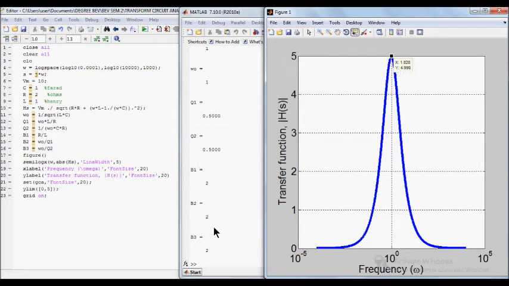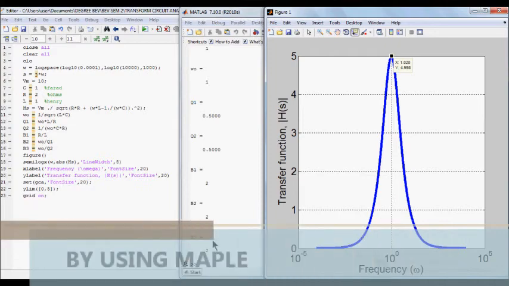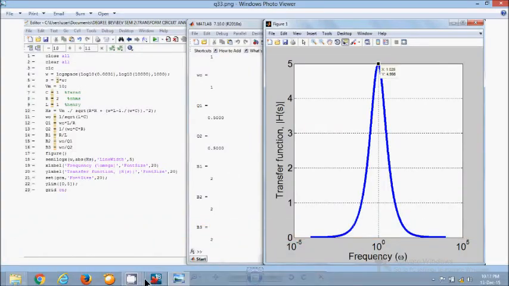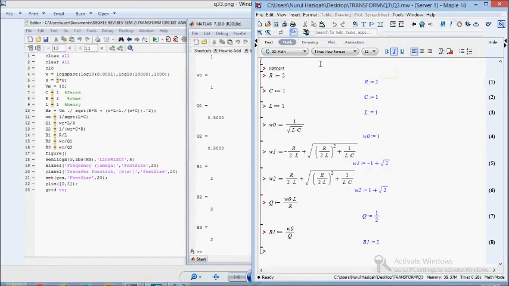Then after that, we proceed with the Maple for Q3. We just insert the value. R is 2 ohm, C is 1 farad, and L is 1 Henry. After that, we just insert the value of RLC in the formula stated here, and then we will get the answer. As you can see, the answer for the omega node or the frequency resonance is equal to 1.